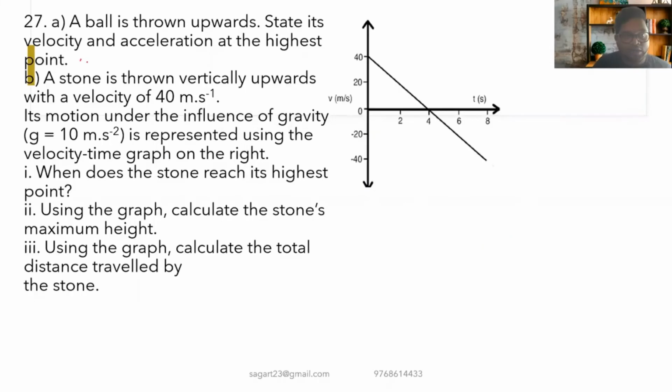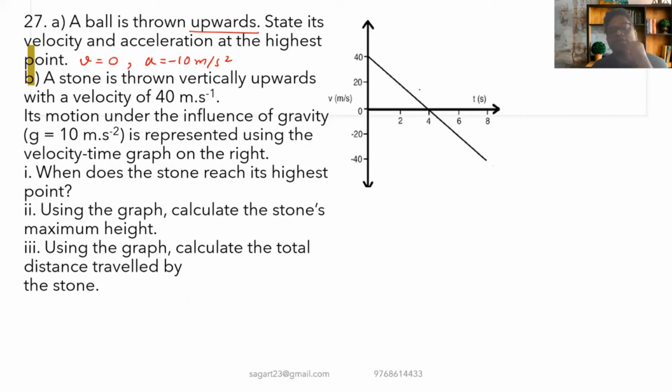So the velocity at the highest point will be 0, and the acceleration will be 10 meter per second square. Okay, to be specific, it is minus 10 meter per second square because it is going upward. A stone is thrown vertically upward with a velocity of 40 meter per second. Its motion under the influence of gravity is represented using a velocity time graph.